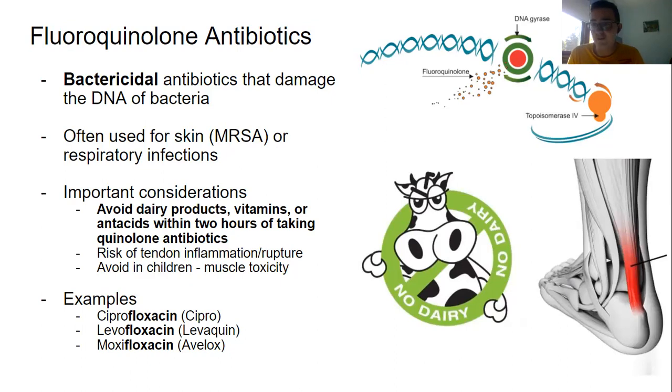There's a risk, especially in the elderly too, with fluoroquinolones of tendon inflammation or rupture. This is a very unusual side effect, but it is important to let patients know that it is a possibility that they may have issues, especially if they have a history of tendon rupture.